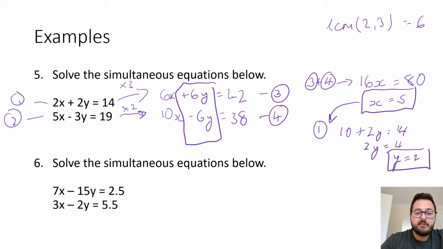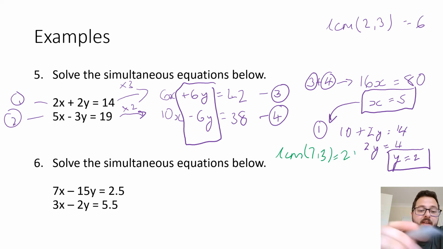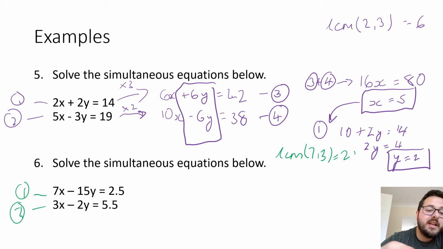All right, next one. So now we've got 7x minus 15y is 2.5 and 3x minus 2y is 5.5. So why don't we make the x's match? This time, the least common multiple of 7 and 3 is 21. So again, just keeping track of these equations. So 7 we want to times by 3 to get to 21.